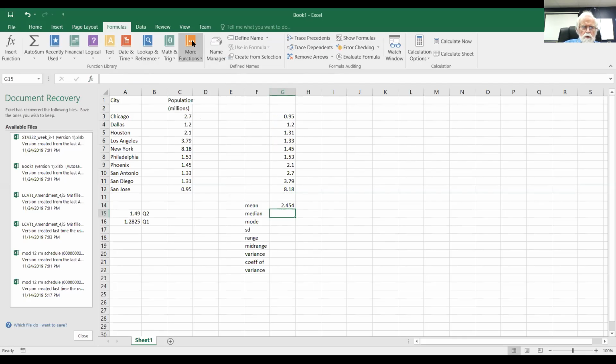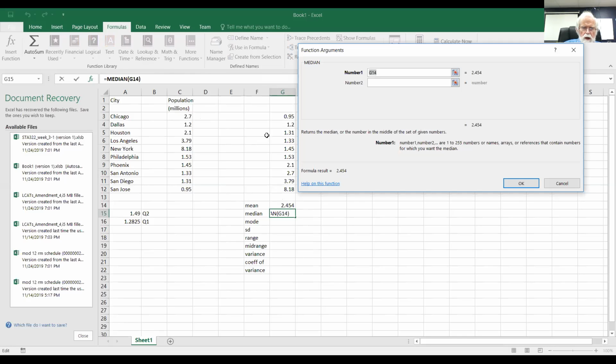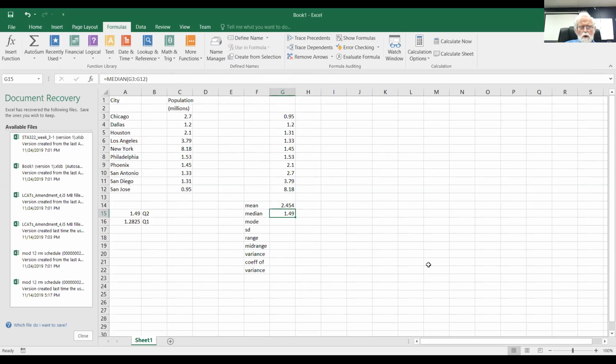And again, we will go in here to statistical functions, and the median is a function we can calculate. Here we can calculate the median and bring it over here. And we get 1.49.